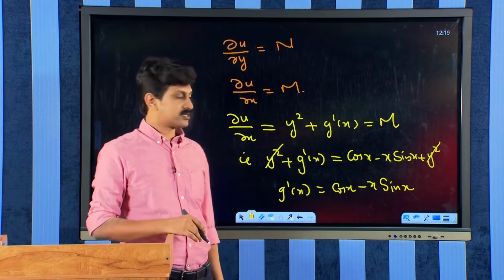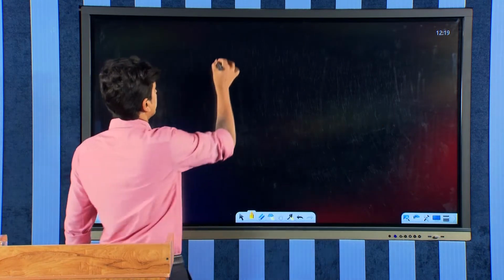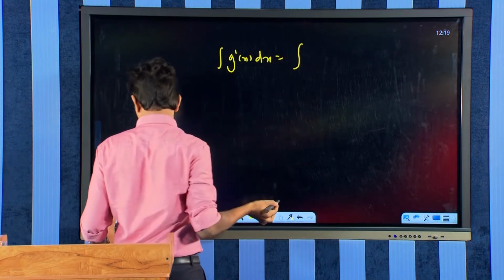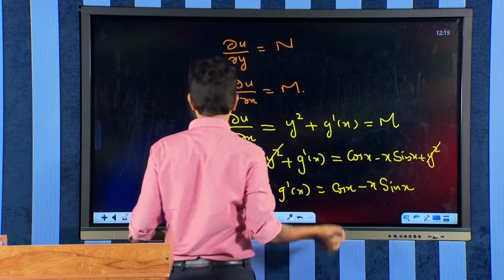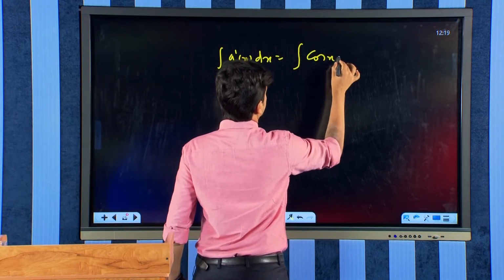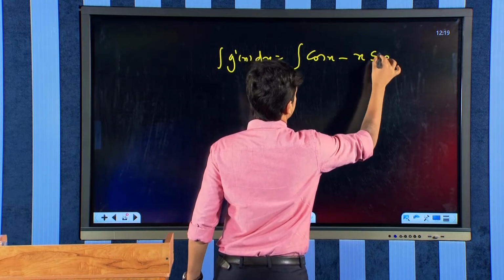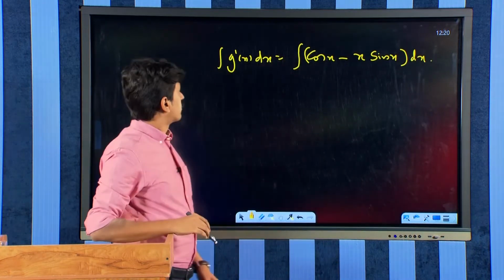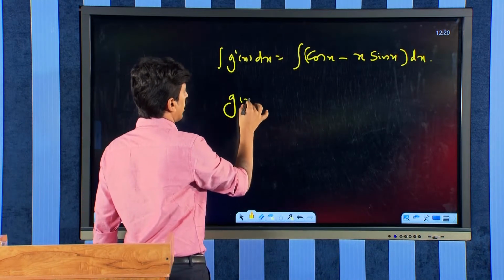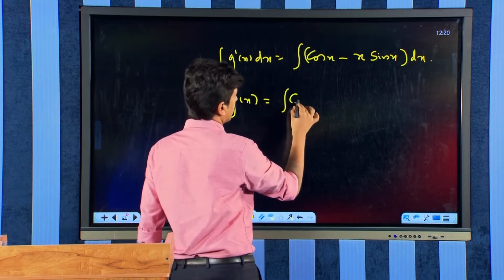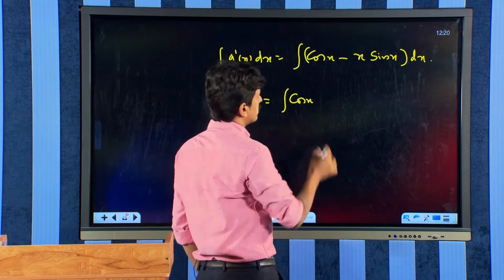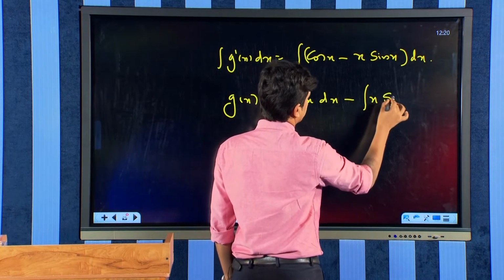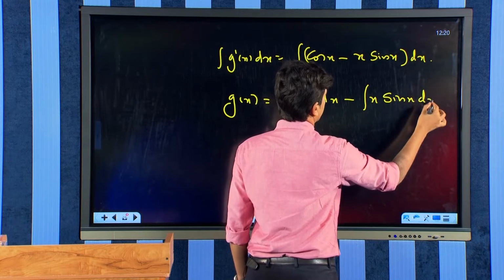We have to find g of x. So, just write the integral of g dash of x dx is equal to the integral of cos x minus x sin x dx. Therefore, the integral of g dash of x is g of x, which is equal to the integral of cos x dx minus the integral of x sin x dx.